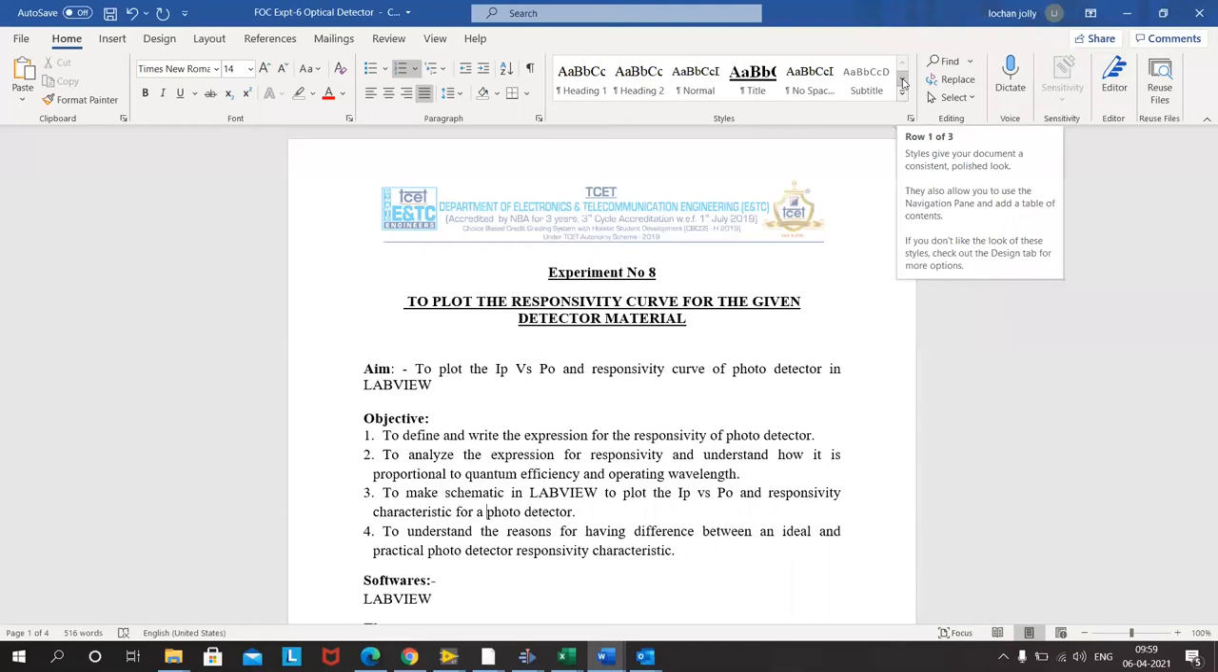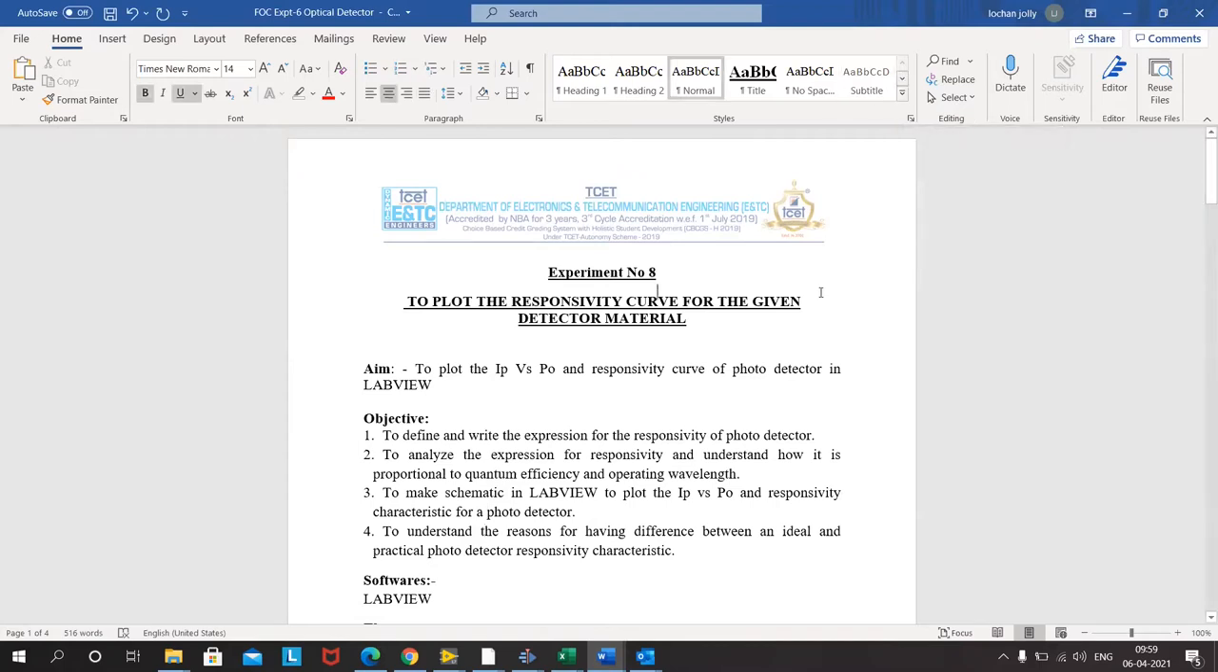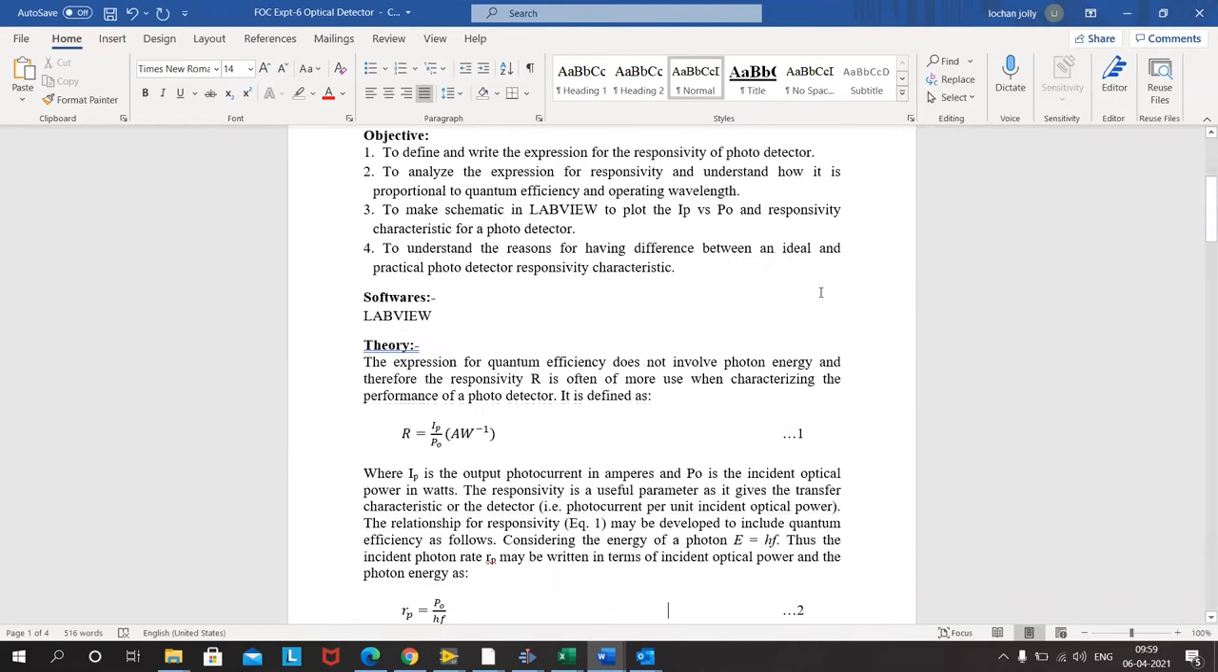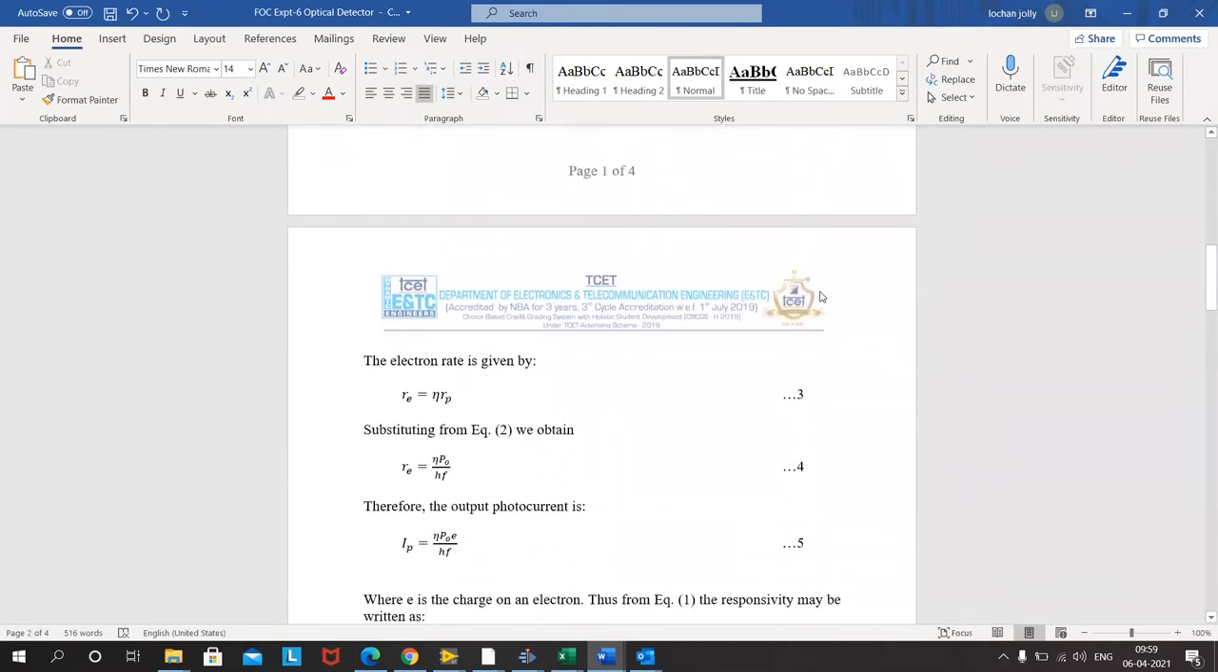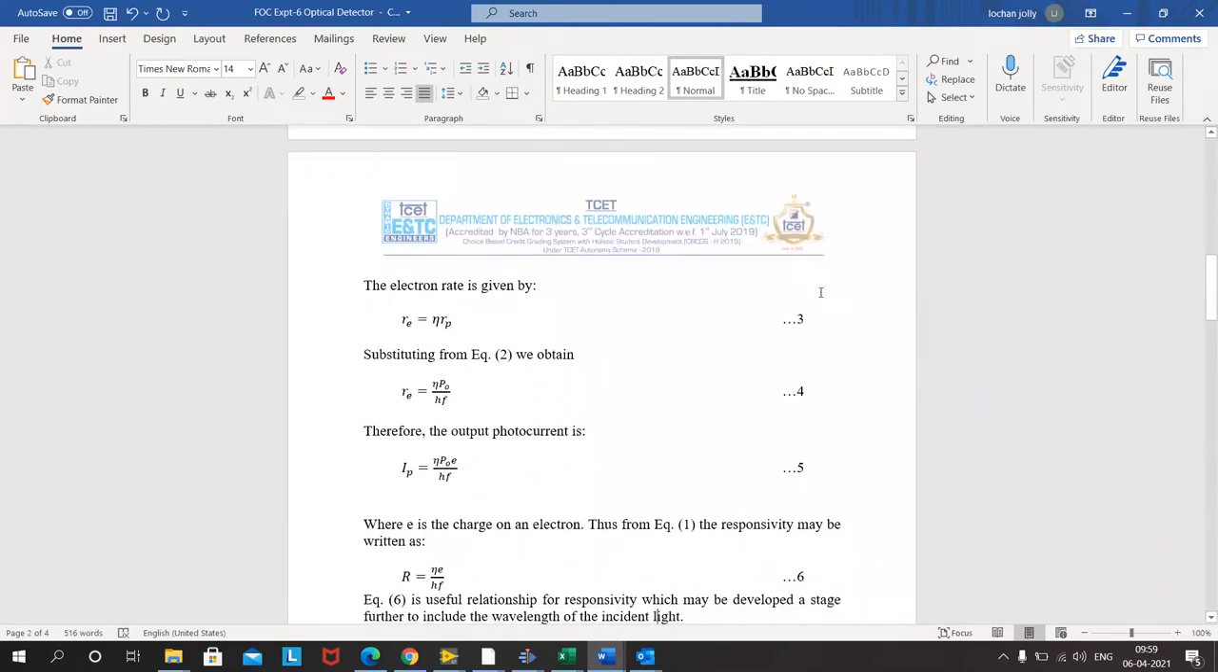Good morning, everyone. Welcome to practical number 8 on plotting IP, that is the photocurrent versus the optical incident power, and also the responsivity curve of a photodetector in LabVIEW. For doing this, we'll be using the relation of photocurrent and responsivity as given in equations 5 and 6 visible in the manual.